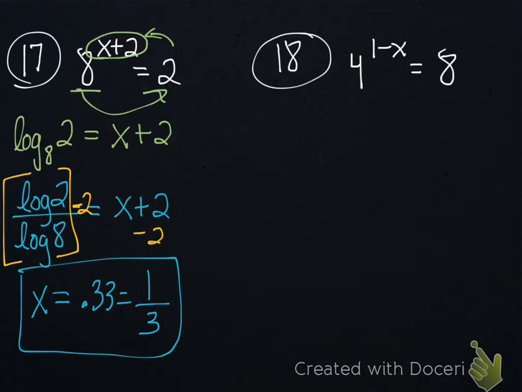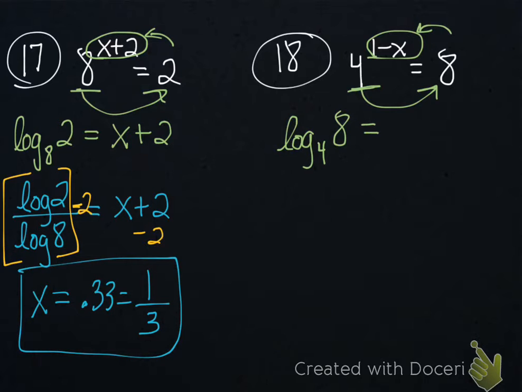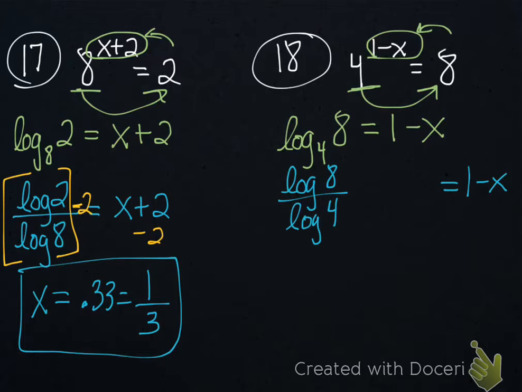Number 18. The x is in the exponent, so I turn it into a log. What's the base? The base is 4. So log base 4 of 8 is equal to 1 minus x. Little tricky, but not really. We still do change base. The base is in the bottom. So it's log 8 divided by log 4. Now what are we going to do with the 1 and the minus x? Well, the 1 would move to the other side with subtraction. So we know we're going to minus 1.